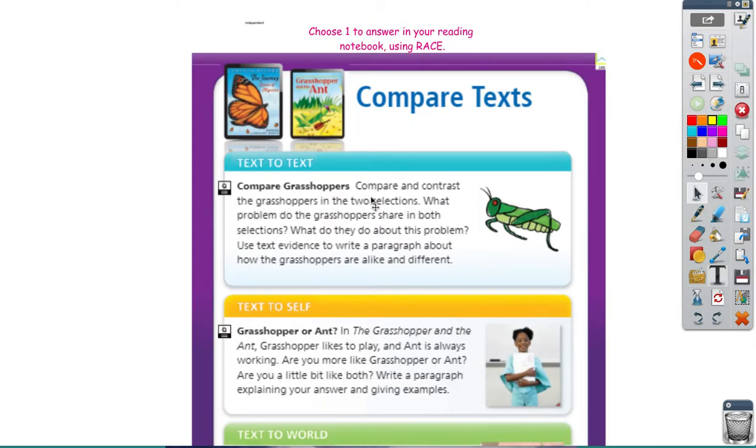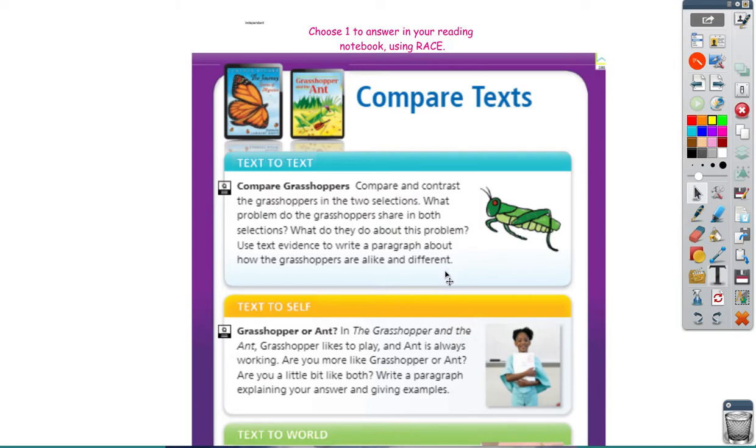Our task today is to compare and contrast the grasshoppers in the two selections. We've already read one this week, and then we're going to read another together right now. What problem do the grasshoppers share in both selections? What do they do about this problem? Use text evidence to write a paragraph about how the grasshoppers are alike and different.